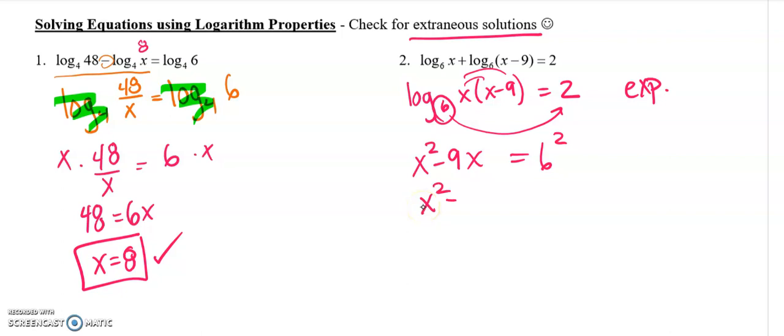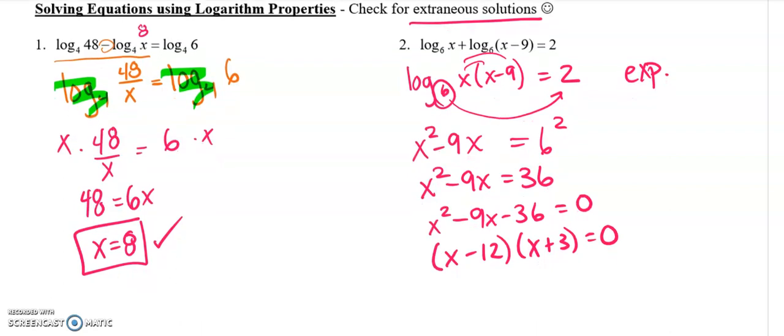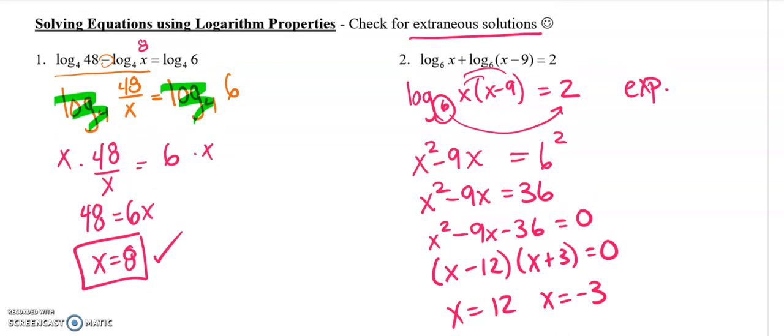Now what? Well, now I've got x squared minus 9x equals 36. Subtract the 36 from both sides equals 0. Then what? Then I'm going to factor. That's going to give me minus 12 and plus 3. Set each factor equal to 0. I get x equals 12 and x equals negative 3. Can I plug in the 12? I get a positive, so yes. Can I plug in the negative 3? No, because I'd be taking the log of a negative. You're out, so just the 12 for an answer.